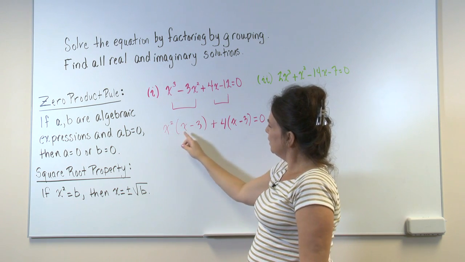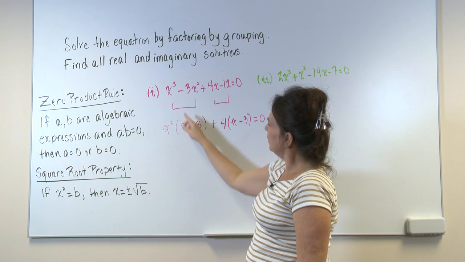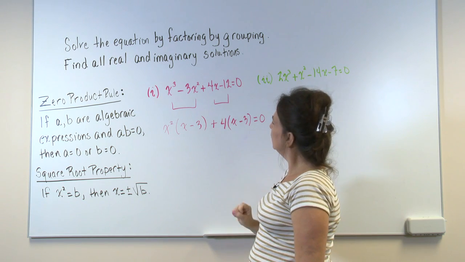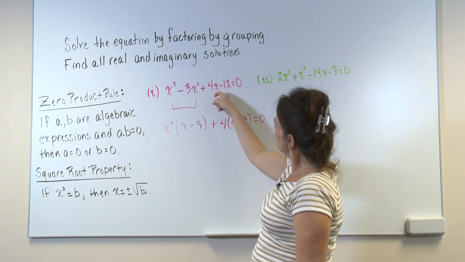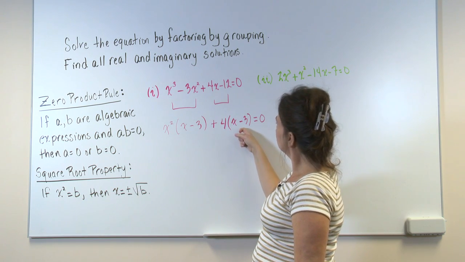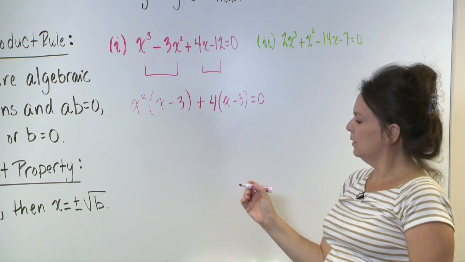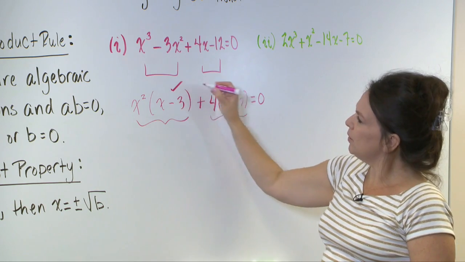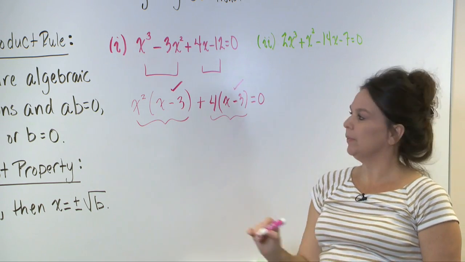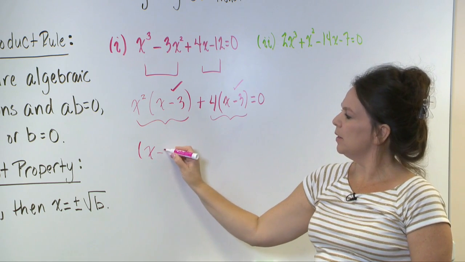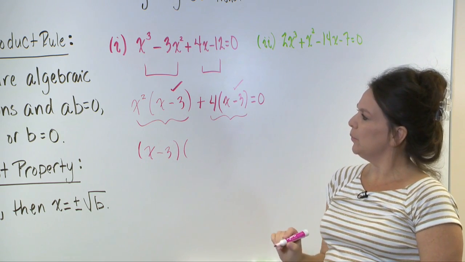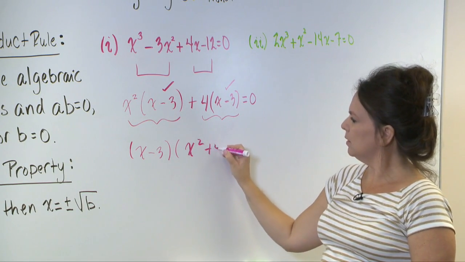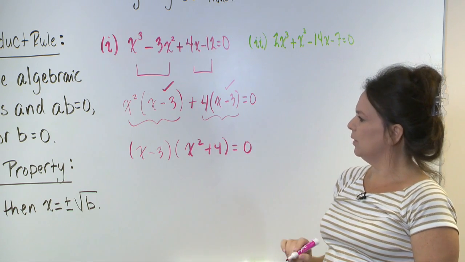I'm going to go back and take a moment to check here. X squared times x is x cubed. X squared times negative 3 is negative 3x squared. 4 times x is 4x. 4 times negative 3 is negative 12. So I notice here and here I have a common binomial of x minus 3. I'm going to write that down, x minus 3, and I'm going to write down what I'm left with, the x squared plus 4. X squared plus 4 is equal to 0.